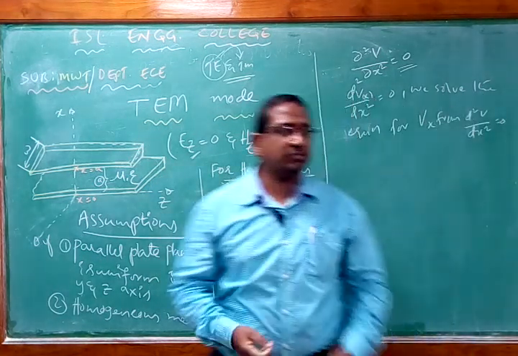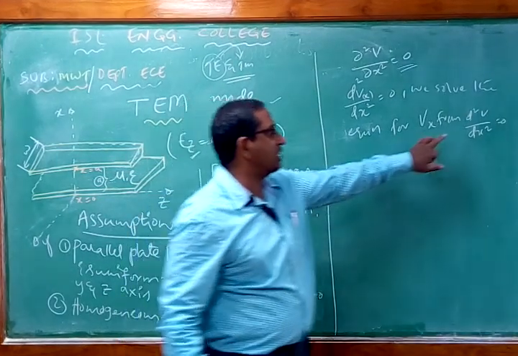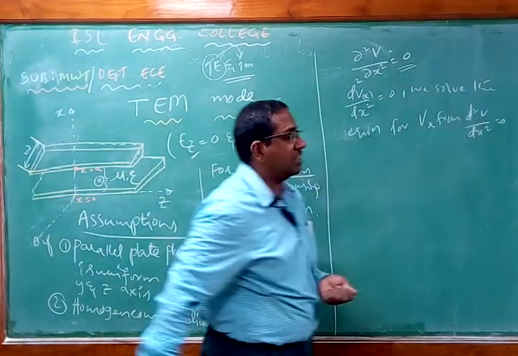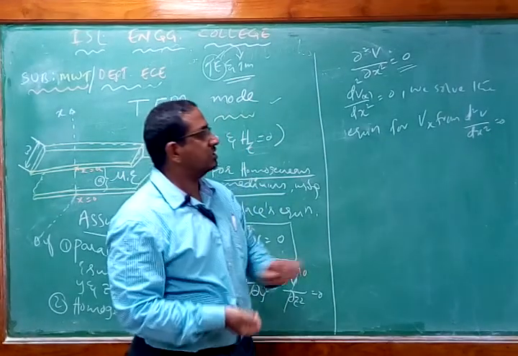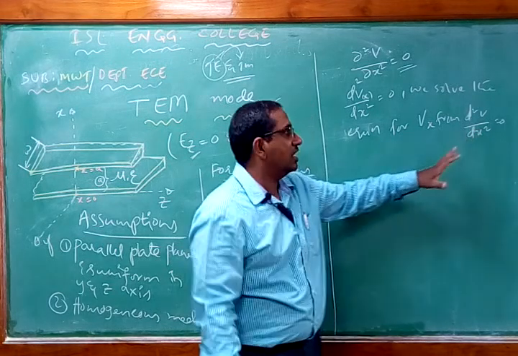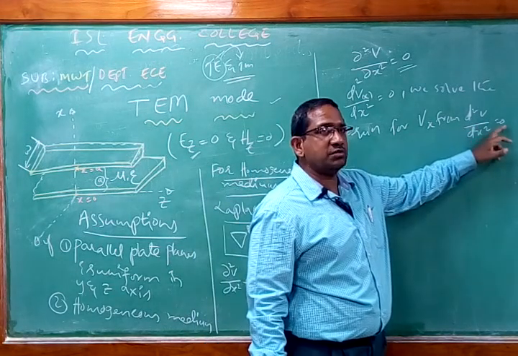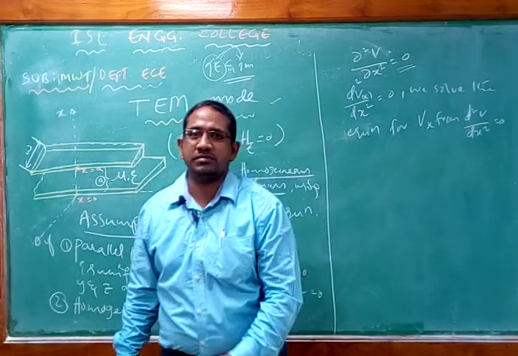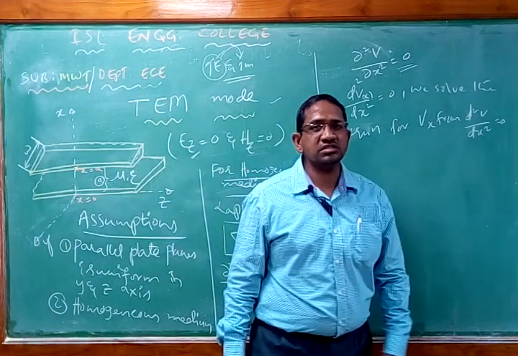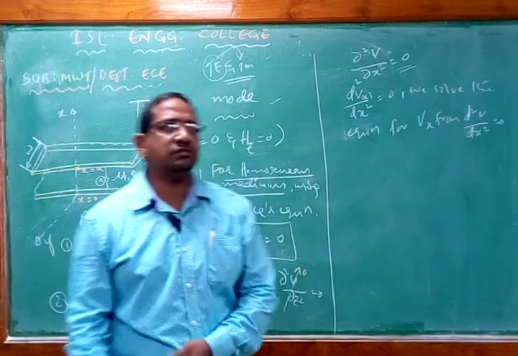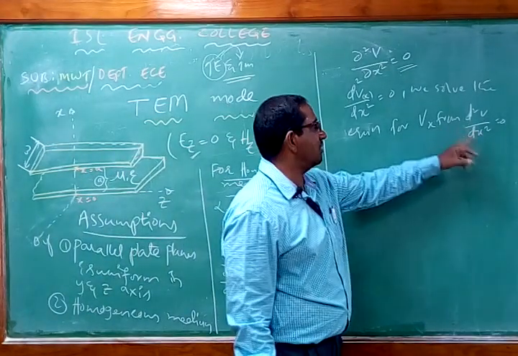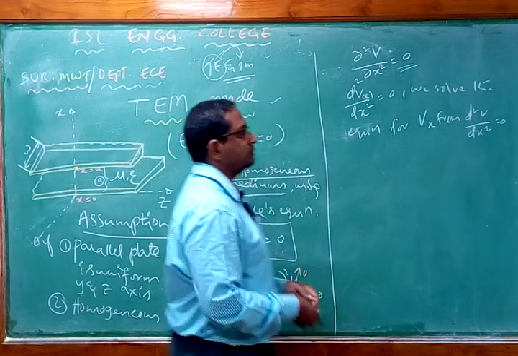So when you say this, it is a second order differential equation, d square V by dx square. Now this is nothing but a differential equation with a solution. That means if it is equal to 0, the equation is a solvable equation. If it is not equal to 0, the equation is not a solvable equation. So that is why we represent this with a second order differential equation, d square V by dx square is equal to 0.